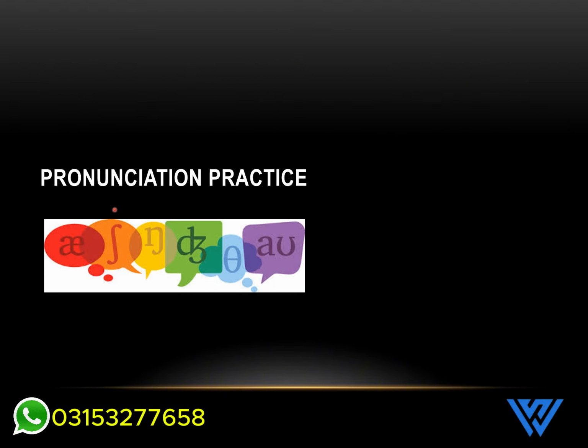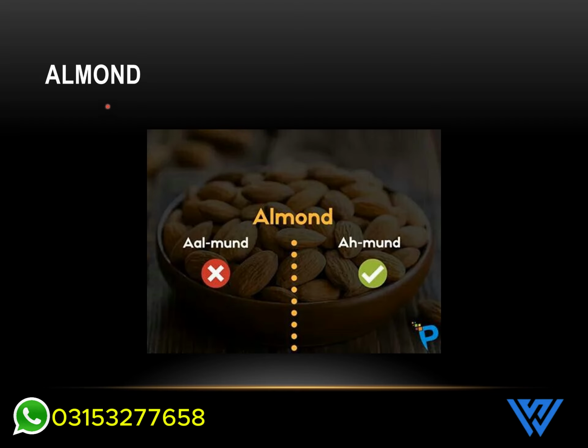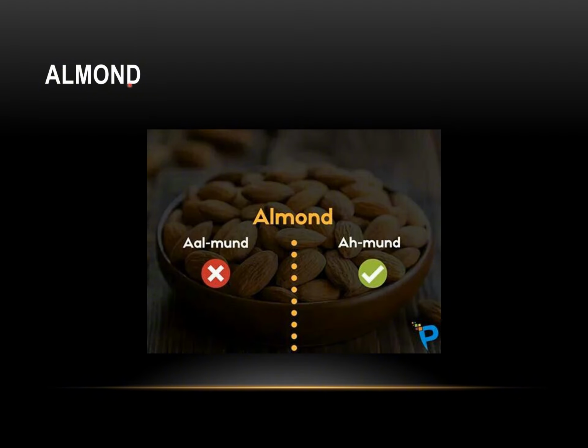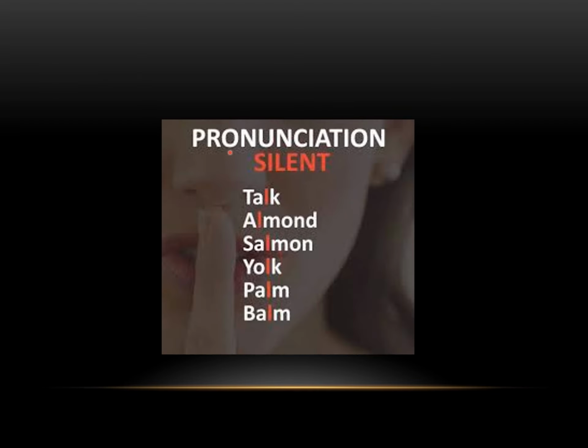Let's move on to the next section of today's class, that is pronunciation practice. In today's class, we are going to learn how to pronounce some words. The first word is almond. It's not almond. The L in almond is silent. So you would say it almond. Moving on to the next slide.